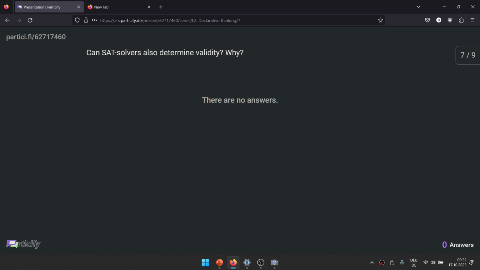So to determine validity, we would need to check whether all possible ways to assign values to the variables make the formula true. Okay, let's wait for more answers. If you're still typing your answer, I'll give you a bit more time.